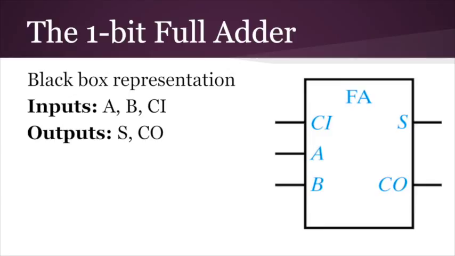So we have 3 1-bit inputs on the left side, and this module, FA, which stands for full adder, has 2 outputs. These 3 1-bit inputs go into the module, and the module does its magic and then outputs S, which is a 1-bit output, and then CO, which stands for carry out, which is another 1-bit output.